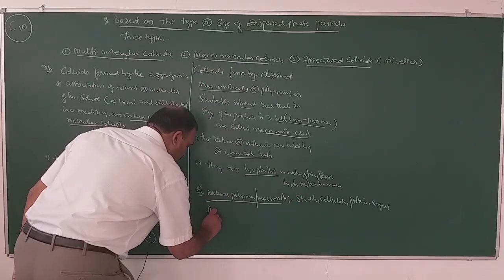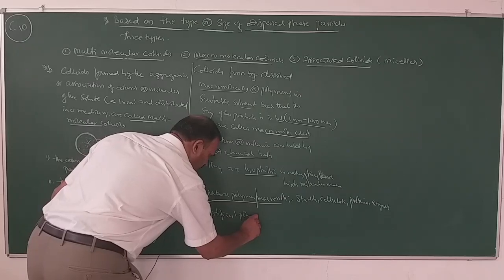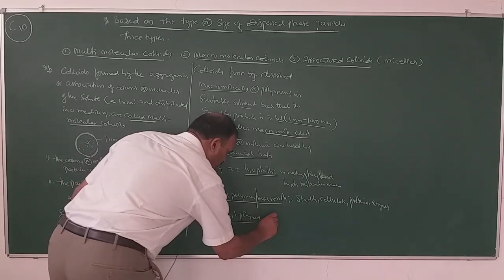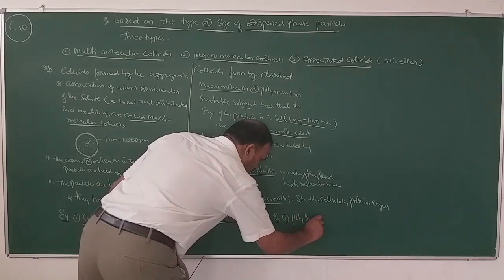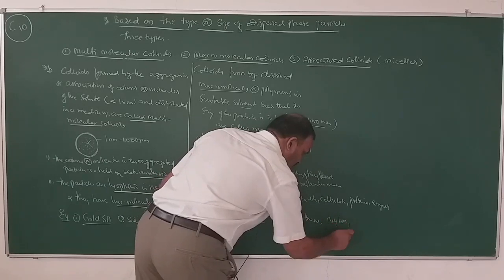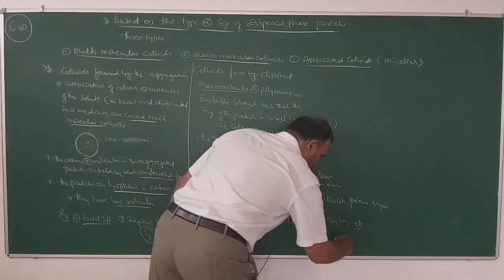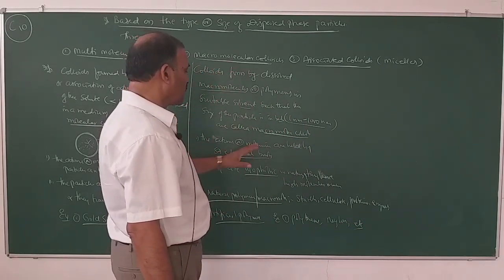And coming to artificial polymers or macromolecules. Examples: polythene, nylon, etc. When dissolved in suitable solvents, we will get macromolecular colloids.